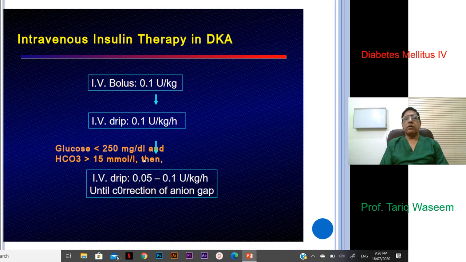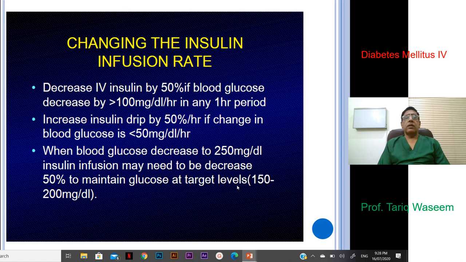decrease the infusion rate from 0.1 unit per kg to around 0.05 to 0.1 unit per kg in between. Which would be around starting with 8 units per hour to reducing it to around 4 units per hour when your blood sugar level has been less than 250 on two consecutive readings, and or until the anion gap has been corrected. The IV insulin infusion, as I said, can be reduced by 50% if blood glucose is decreased by more than 100 milligram per deciliter per hour.